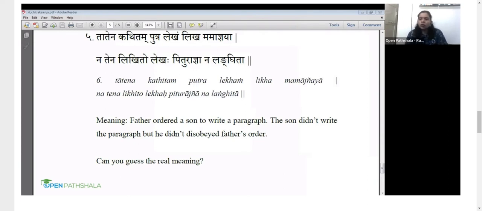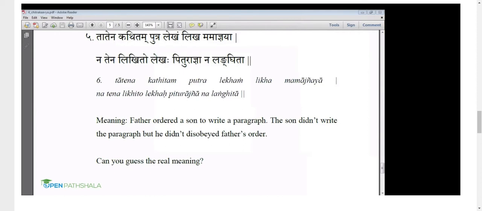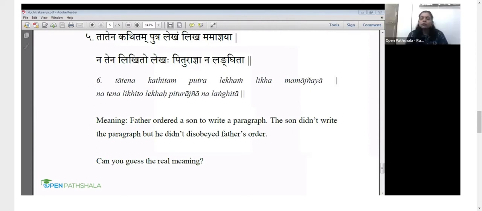Kshatra kushala means one who is really skilled in warfare. So na kshatra kushalo bhavan. So he received an answer, na kshatra kushalo bhavan. If you join nakshatra kushalo, it means you are a learned astrologer. But if you cut the word na kshatra kushalo, it means you are not skilled in warfare. You are not a skilled warrior. Na kshatra kushalo bhavan.